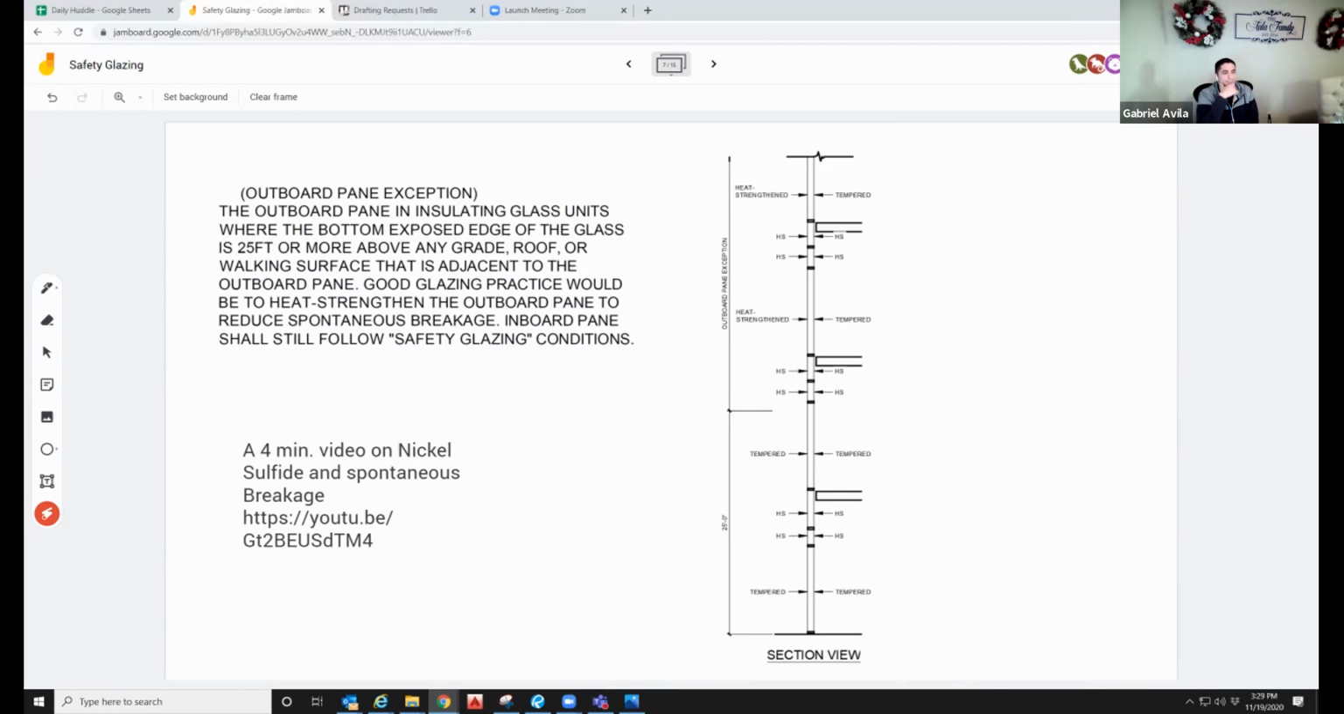Question. Yes. So would it apply to not just curtain walls? Would it also apply to punched openings that are over 25 feet? Meet the requirement. Mm-hmm. It would.